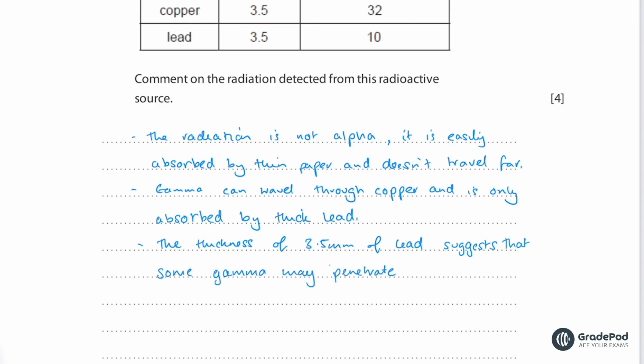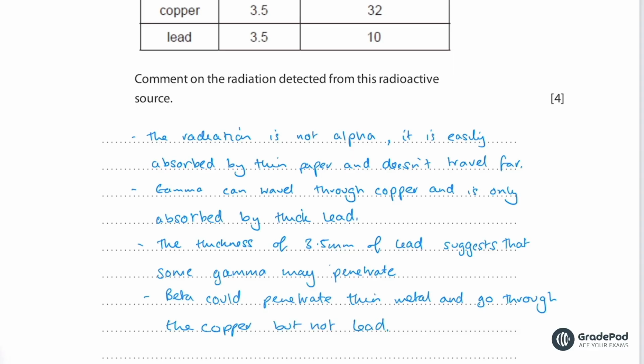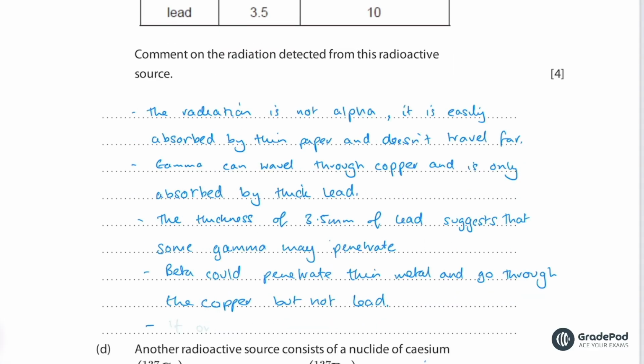And finally, I think we want to address beta. In theory, beta could probably go through a thin metal, so it probably could go through the copper, but not the lead. And I just want to put one final sentence. If one radiation is present, then it's gamma.